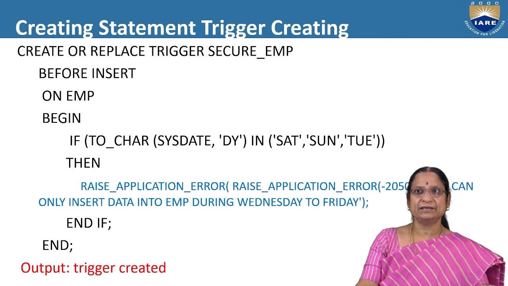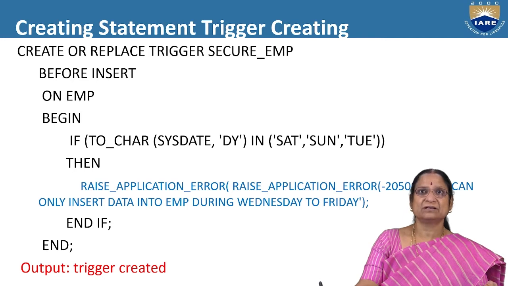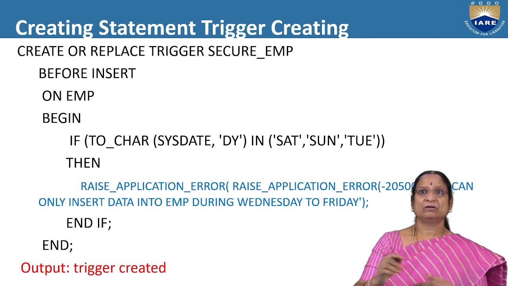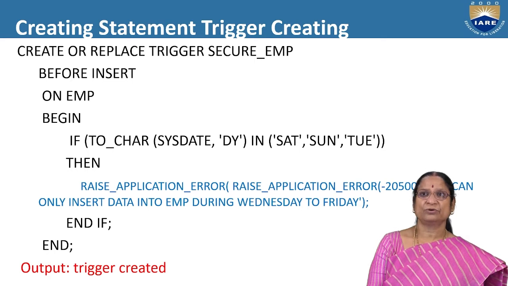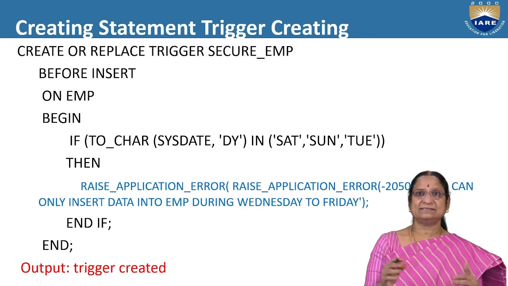So we are writing here, this trigger is going to allow users to insert data into the table EMP only from Monday to Friday. Saturday, Sunday, Tuesday, no insertions are allowed. Okay, Monday, Wednesday, Thursday, Friday. Only these days are insertions allowed.